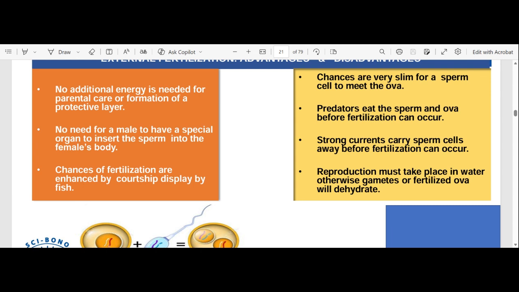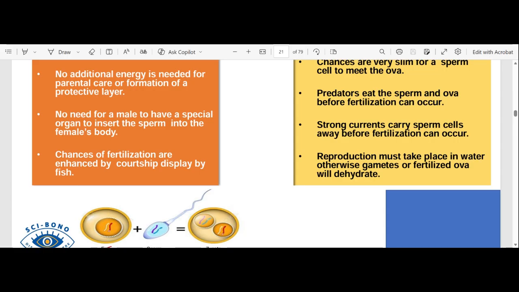Okay, so this is the point I've alluded to, right? Let's go to another point. Another point says that strong currents carry sperm cells away from fertilization. There might be wind, there might be strong currents that could sway the sperm away from the ova, or from the ovum.